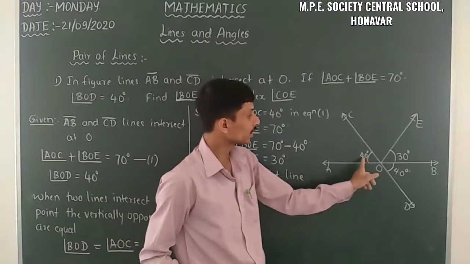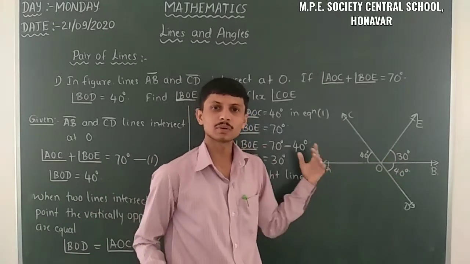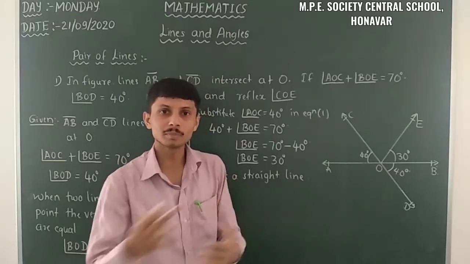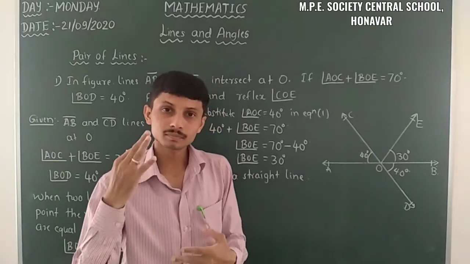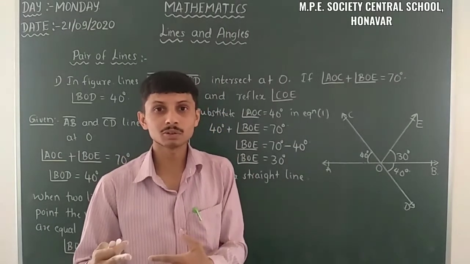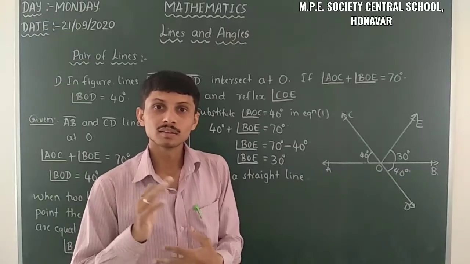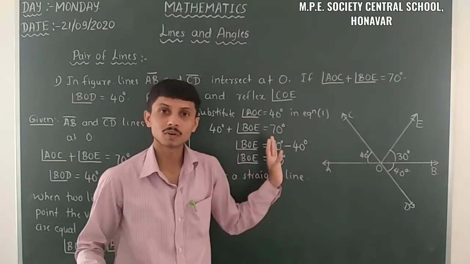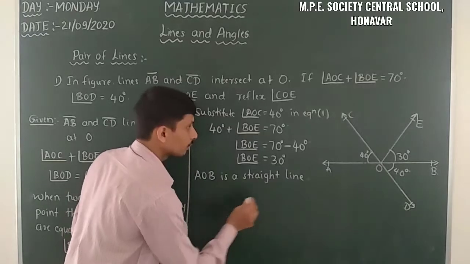So that's why here the angle formed. Whatever rays stand on a line, the sum of the angles between two consecutive rays is 180 degrees. The sum of all the angles is 180 degrees. So how can we take that one?